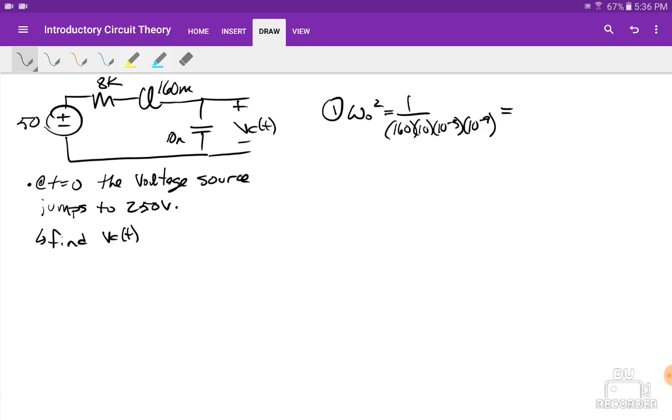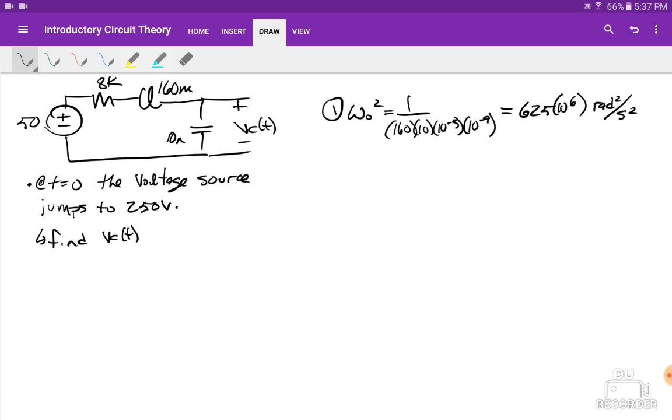Solve for my W squared, W squared ends up being 625 times 10 to the 6, and that'll be radians per second. Actually, it'll be radians squared per second squared, excuse me. Okay, so that is my W squared. Okay, cool.